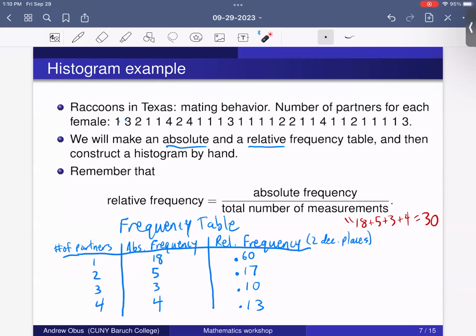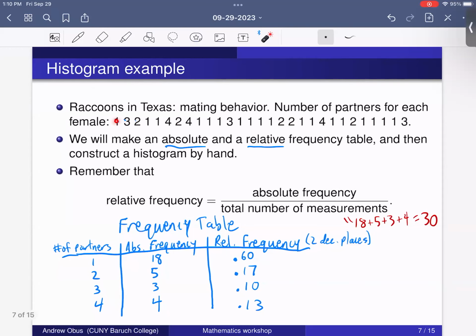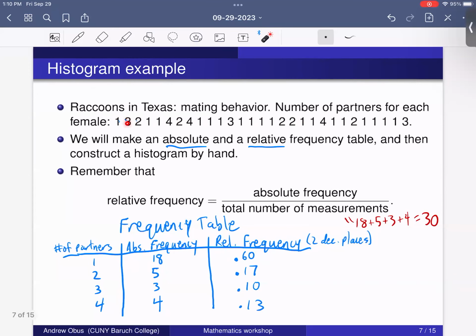I'm getting very confused here. How many ones? 1, 2, 3, 4, 5, 6, 7, 8, 9, 10, 11, 12, 13, 14. It really seems like 18. Let me count one more time. 1, 2, 3, 4, 5, 6, 7, 8, 9, 10, 11, 12, 13, 14, 15, 16, 17, 18, 19, 20, 21, 22, 26, 27, 28. Yeah. What did I do wrong?